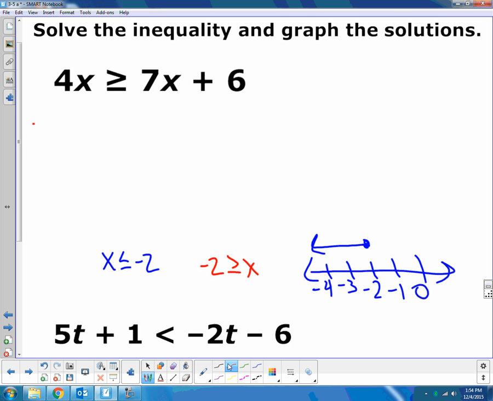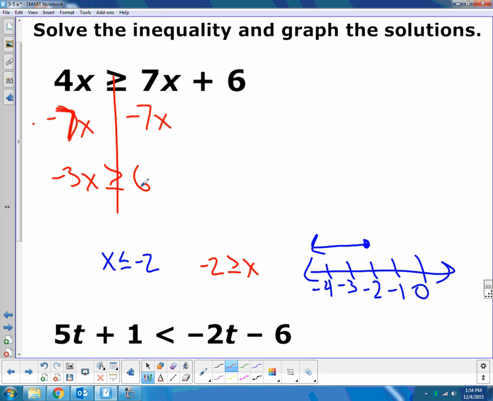I need to eliminate the x's on one side of the inequality, and I need to keep them on the other. So I chose to subtract 7x from both sides. That's a weird 7, but there you go. 4x's minus 7x's is -3x's is greater than or equal to 6.